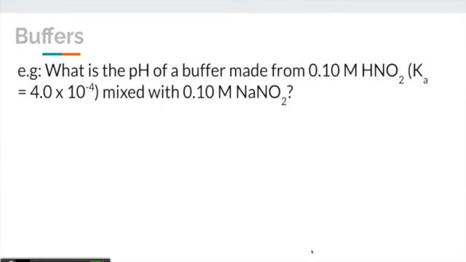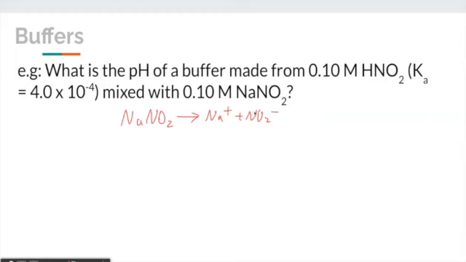So let's look at some examples. What is the pH of a buffer that's made from 0.1 molar HNO2, and a Ka is given there, mixed with 0.1 molar NaNO2? So let's think about what's going to actually happen when these two are mixed. We're going to set up this equilibrium. First of all, the NaNO2 is going to completely ionize, and it's going to give us Na plus ions and NO2 minus ions. That's what's going to happen.